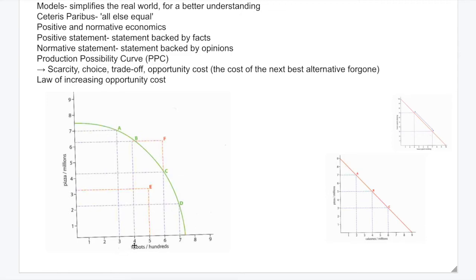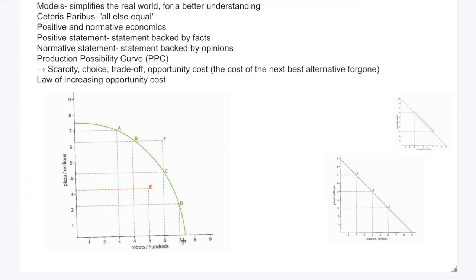Here, when we added 100 robots from 300 to 400, there's only a decrease of around 0.7 million pizzas. So why is there such a big difference? Even though we are adding basically the same amount of robots, 100 here and 100 here, why is there such a big difference in the opportunity cost?